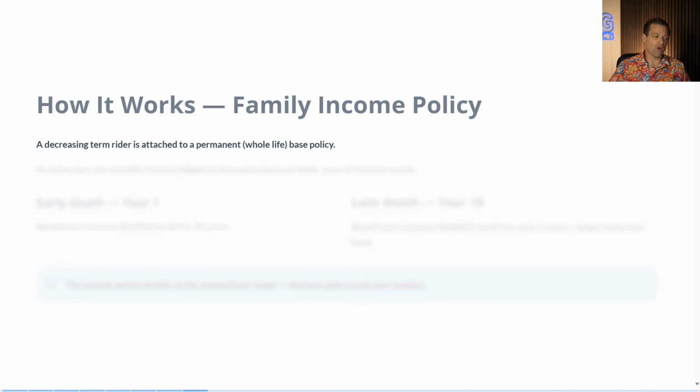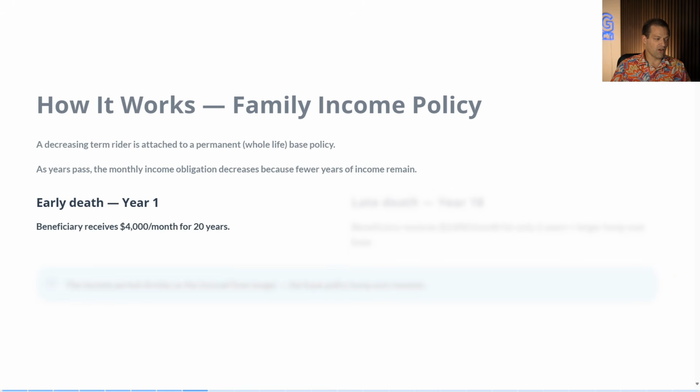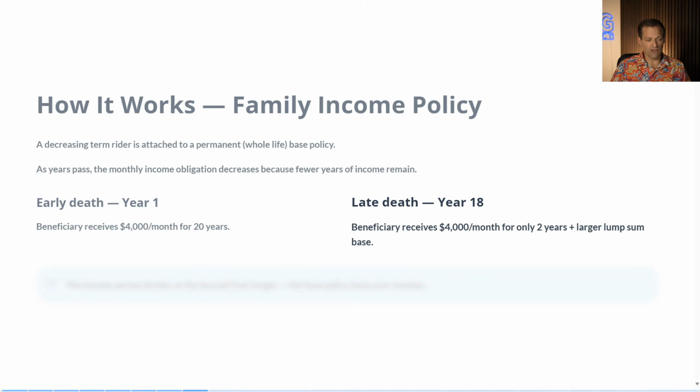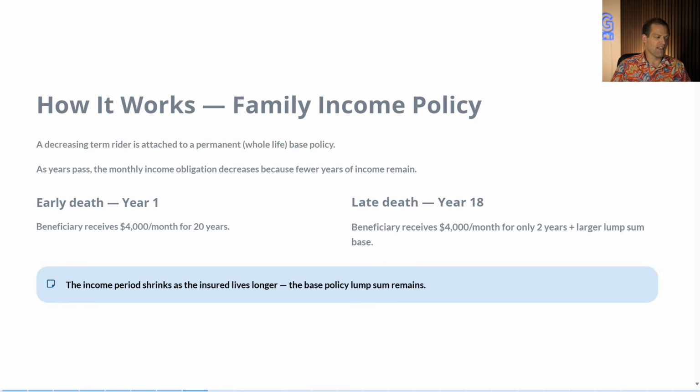Here's how the family income policy works. A decreasing term rider is attached to a permanent whole life based policy. As years pass, the monthly income obligation decreases because fewer years of income remain. So from year 1, the beneficiary receives $4,000 a month for 20 years. By year 18, the beneficiary receives $4,000 for only 2 years plus the lump sum from the base policy. The income period shrinks as the insured lives longer because the base policy lump sum remains.